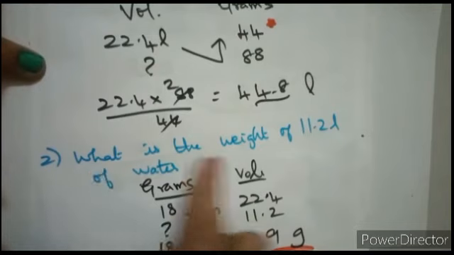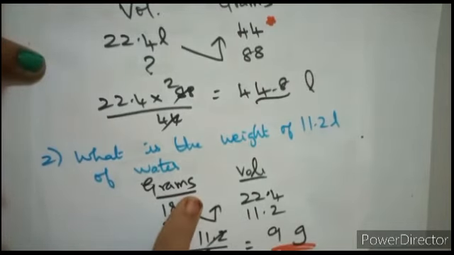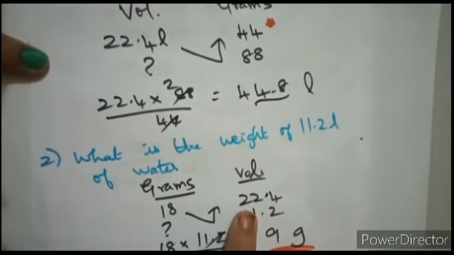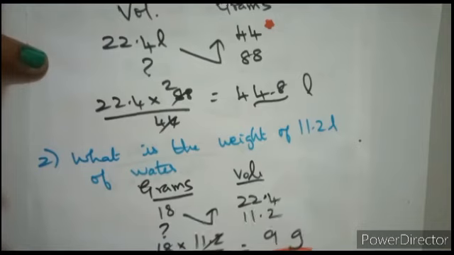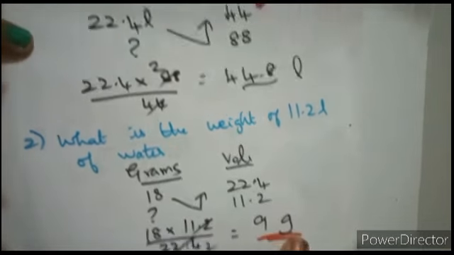What is the weight of 11.2 liters of water? So 22.4 liters, the molar volume, is equal to the molecular weight 18 grams. So 11.2 liters weighs how much? So as usual, start from the question mark side. You get the answer as 9 grams.